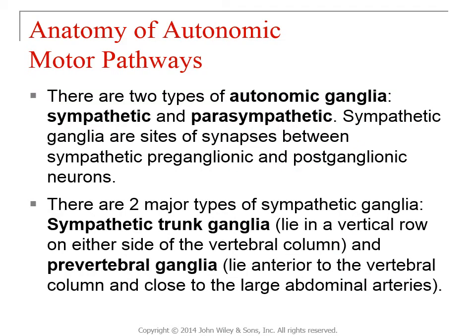Now, of course, there are two types of autonomic ganglia. They have the sympathetic and parasympathetic. But the sympathetic is also partially partitioned again into two different types of ganglia as well. One is going to be the sympathetic trunk ganglia, which are found on the vertical row on either side of the vertebral column. So it's going to lay anterior and lateral to the vertebral column, and also the prevertebral ganglia, which is going to be just another ganglia adjacent to that, more anterior to the vertebral column, very close to your large abdominal arteries.